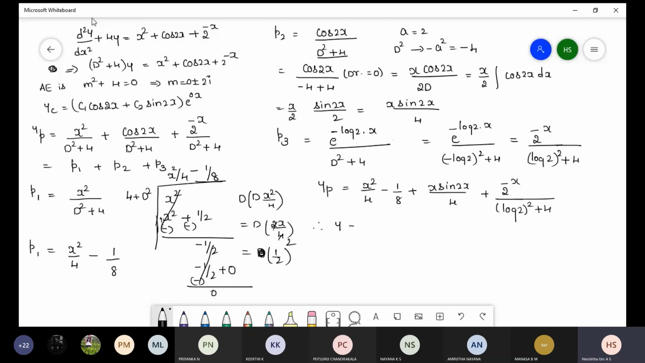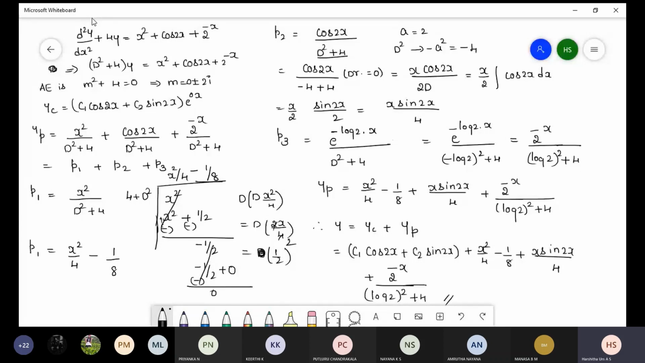Therefore, y is equal to yc plus yp. Yc is c1 cos 2x plus c2 sin 2x, plus x square by 4 minus 1 by 8 plus x into sin 2x divided by 4 plus 2 power minus x divided by log 2 whole square plus 4. This is the final answer for this.